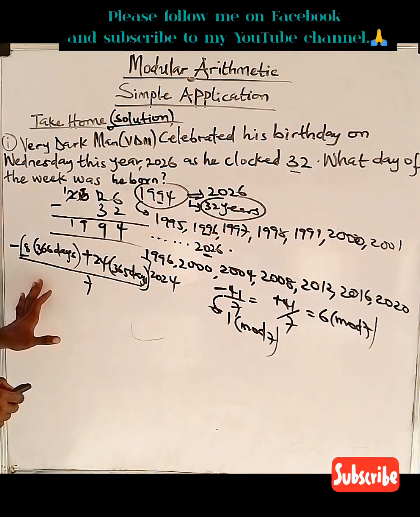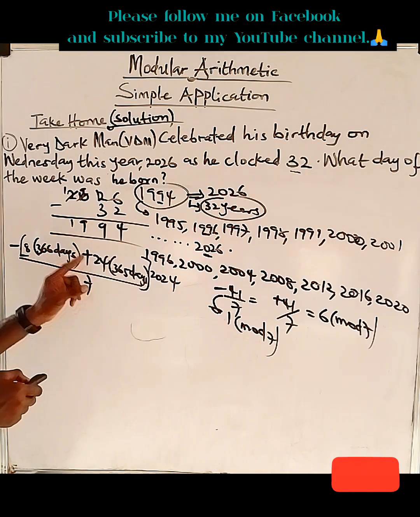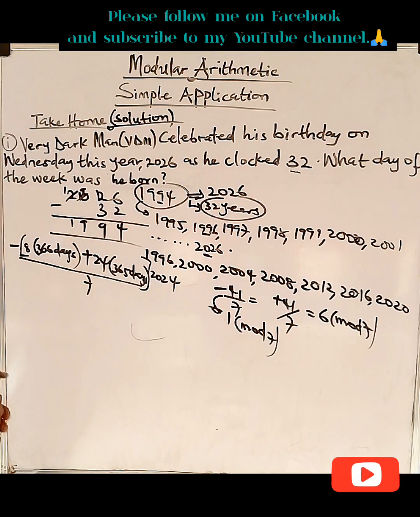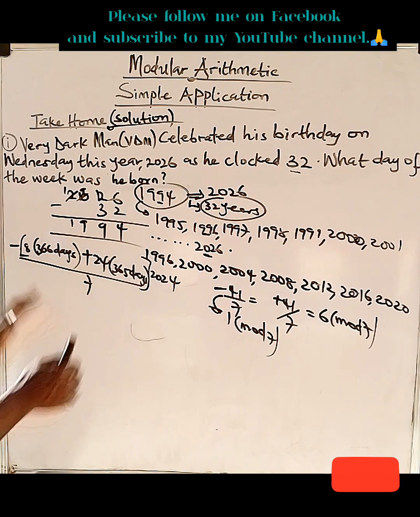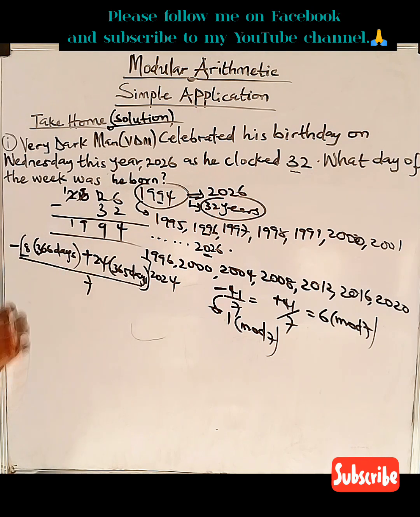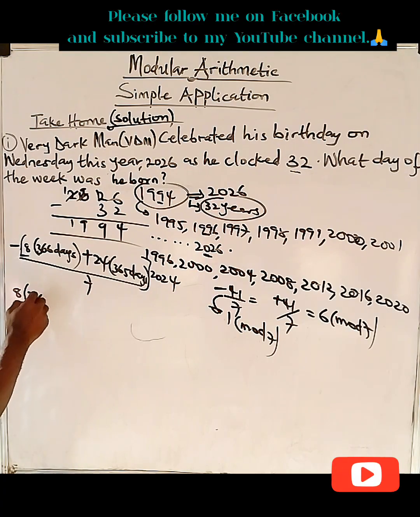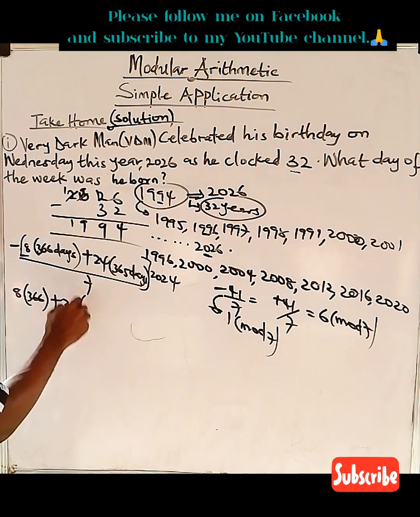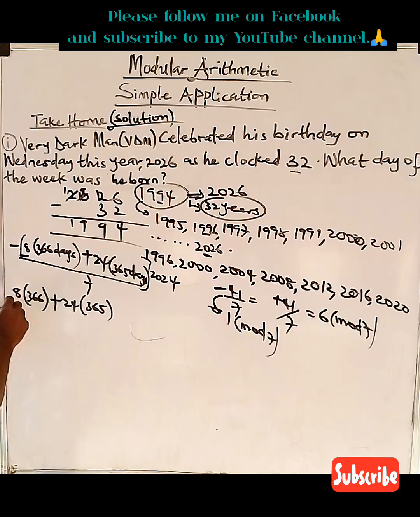So the same approach you're going to use for this. If you have to solve minus 8 times 366 days plus 24 times 365 days, to be divided by 7, we're just going to solve this in the positive format. Whatever we get, from there we can easily get our negative result. So 8 times 366 plus 24 times 365, over 7.